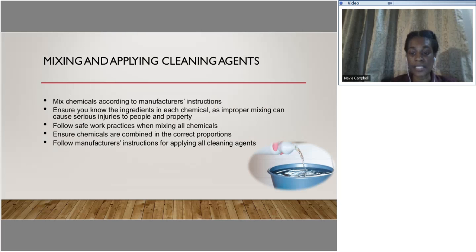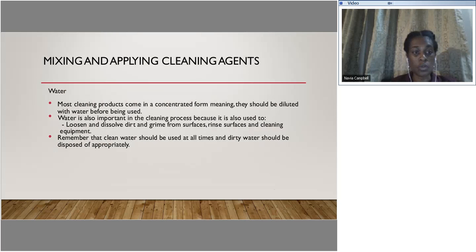Let us take a closer look at a few cleaning agents. First up is water. Water is the most commonly used chemical. It is used to dilute most chemicals. It is important in the cleaning process because it is used to loosen and dissolve dirt and grime from surfaces, rinse surfaces, and clean equipment. However, you should note that clean water should be used at all times and dirty water should be disposed of according to proper procedures.